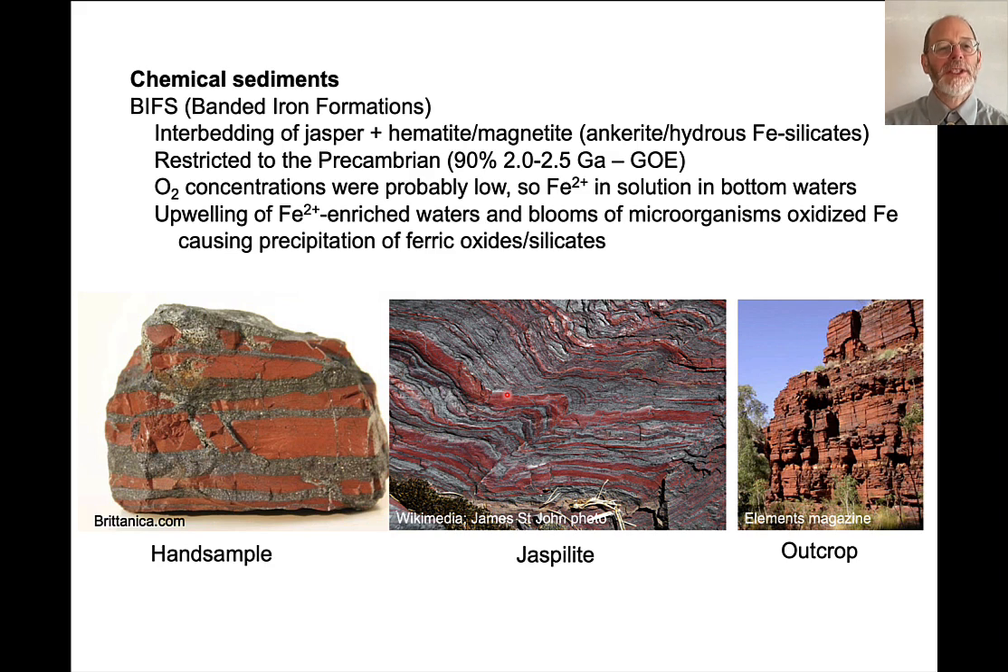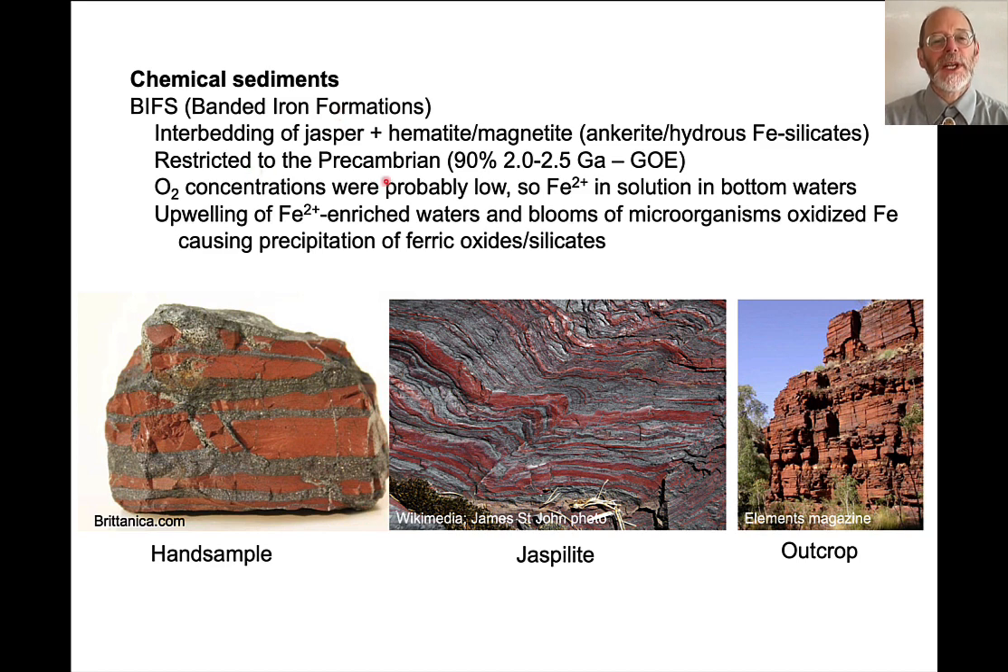And then last, I want to talk about banded iron formations. Banded iron formations represent interbeds of jasper, so red chert, and either hematite or magnetite or both, as well as ankerite and hydrous iron silicates. These can occur in these rocks as well. Banded iron formations, or BIFs, are an important ore of iron. In fact, that's where most of our iron ore has come from historically.